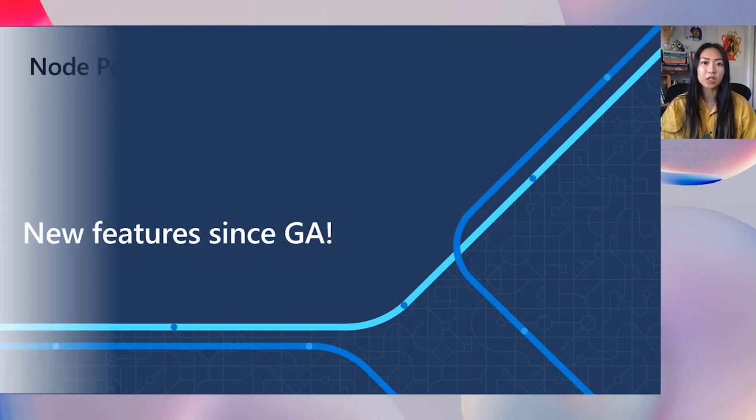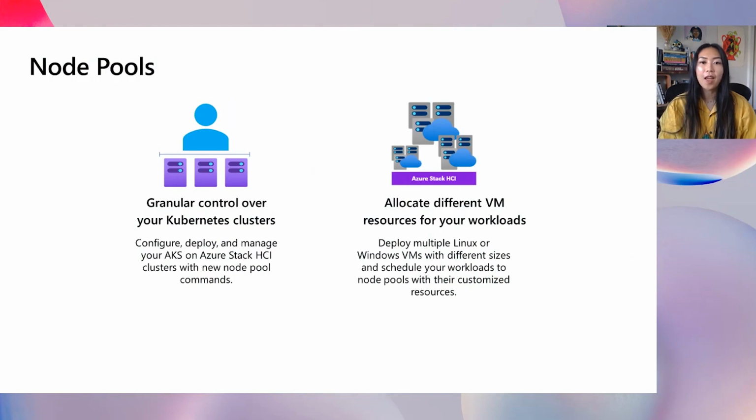One of the features that we shipped since GA is node pools. A node pool is a group of nodes in the same cluster that are grouped together by the same configuration. This improves the way that you deploy and manage your clusters. We have introduced new PowerShell commands that enable you to create, scale, and delete at the node pool level, giving you more granular control over your clusters.